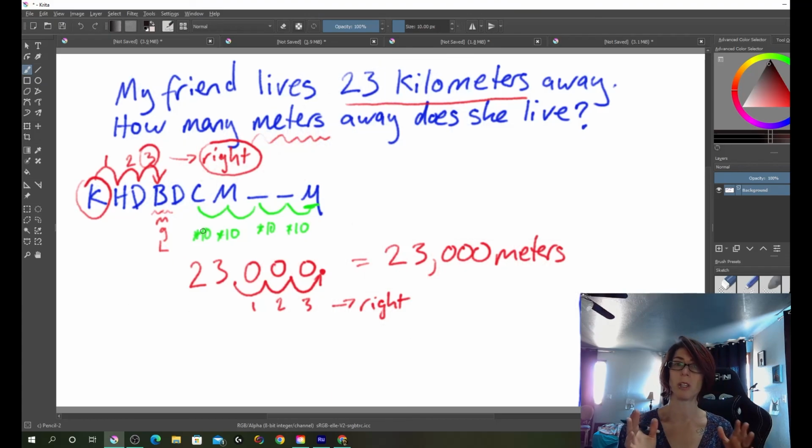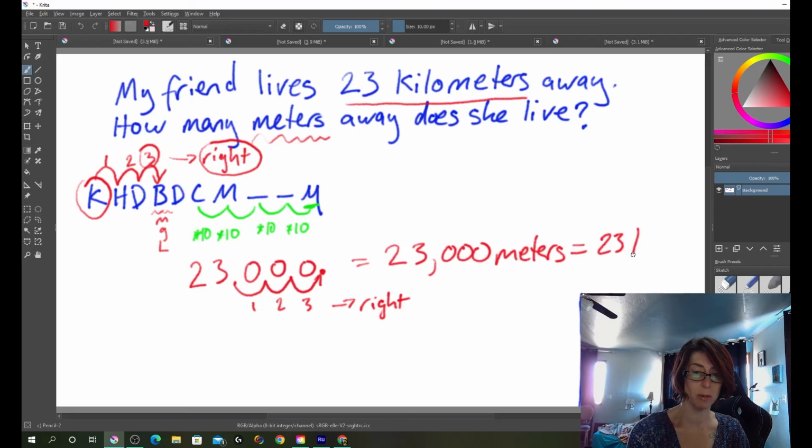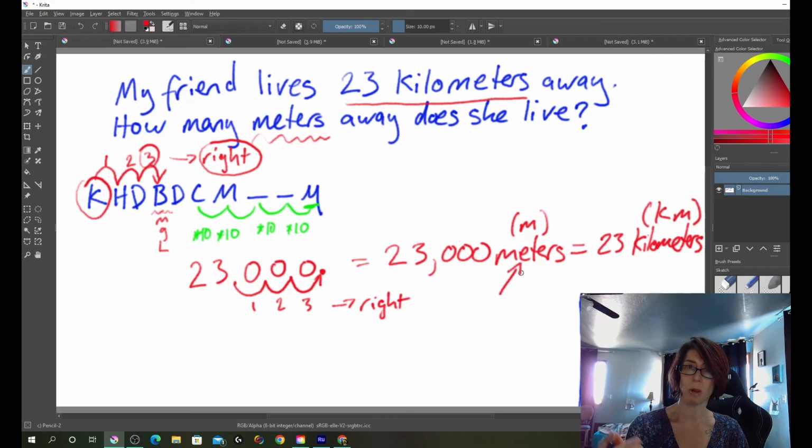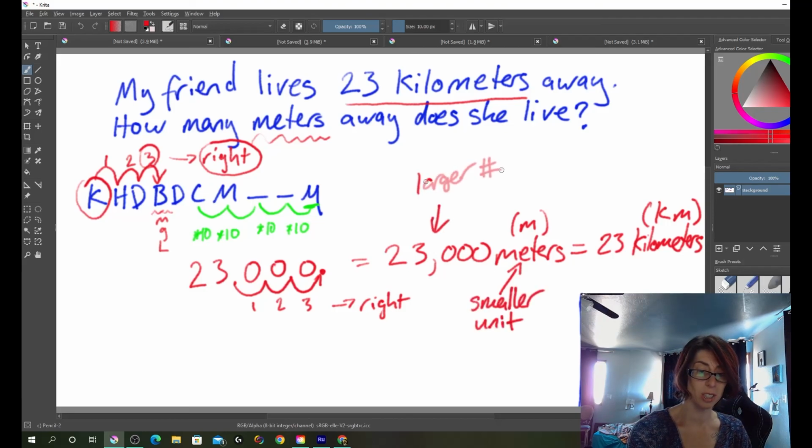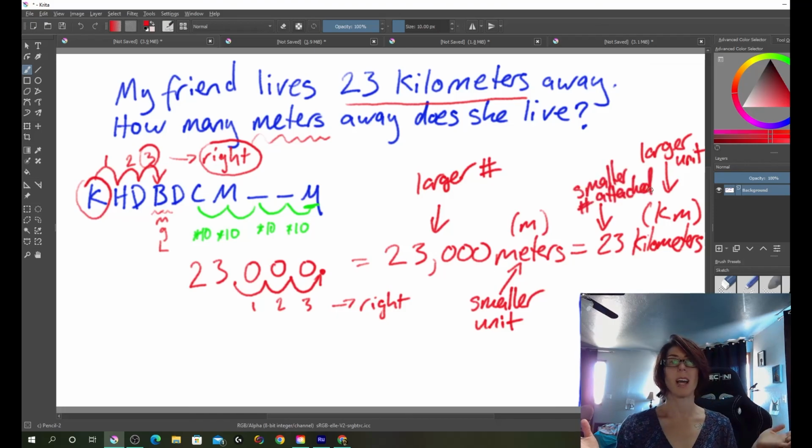Before I finish, I just want to reiterate that point one last time here. So here we had 23,000 meters equals 23 kilometers. And this is, by the way, meters is M, kilometers is km. So meters is the smaller unit. Meters are smaller than kilometers, so they have the larger number attached, right? 23,000 is bigger than 23. Kilometers is the larger unit, so it has the smaller number attached. All right, and that's how you do metric conversions with zero math.